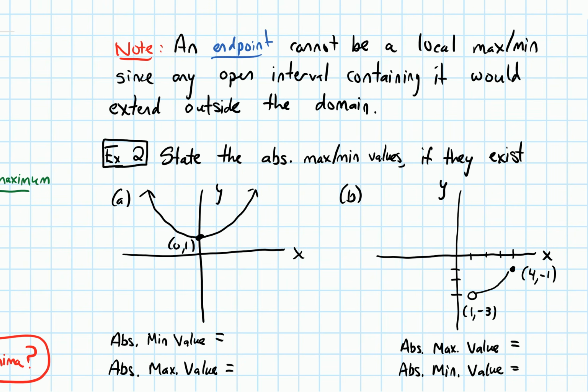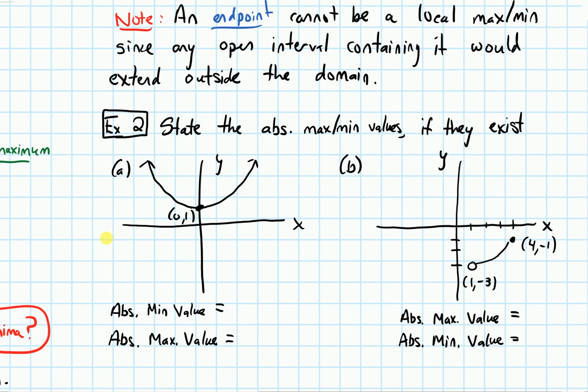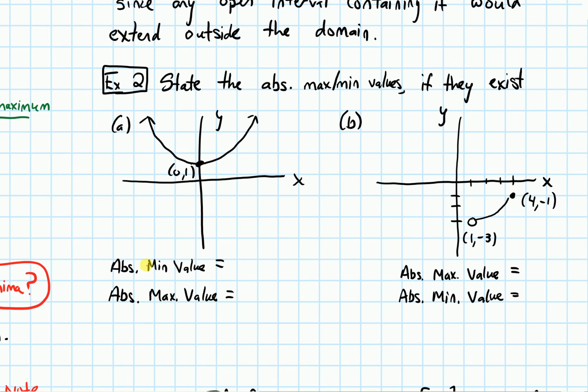All right, so let's do another example. I have a couple graphs here, and let's state the absolute max and min values if they exist. In part A, we have this upward facing parabola, and the vertex is at (0, 1). So in this graph, the absolute min value, the smallest y value we have, is clearly 1. It's where the vertex happens. For absolute max value, that's asking what the largest y value is on the graph. And when there's no domain specified in these pictures, that means we want the domain to be the largest possible natural thing. In this picture, it means the domain is all reals.